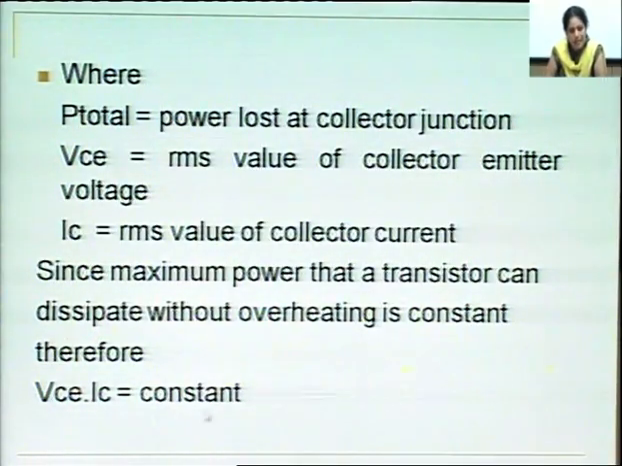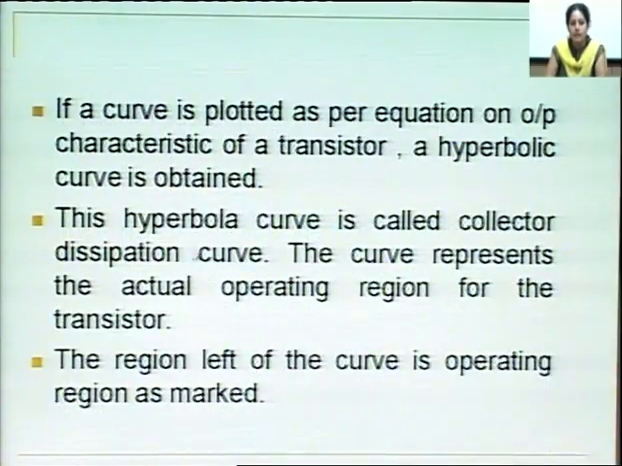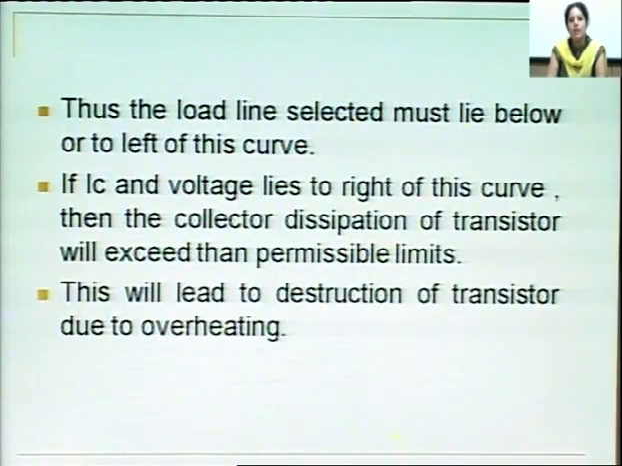This term is constant. Now this VCE dot IC equal to constant provides a hyperbolic curve. A curve is plotted as per the equation of the output characteristic of the transistor, and it is termed a hyperbolic curve. The hyperbola curve is called the collector dissipation curve, which we have shown before. The curve represents the actual operating region for the transistor. The region left of the curve is the operating region, and that is marked. We have discussed that for the proper working or operating range of your amplifiers, it should work to the left of this curve. Thus the load line selected must lie below or to the left of this curve.